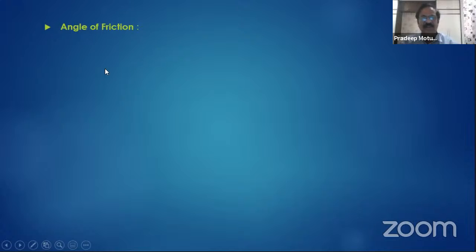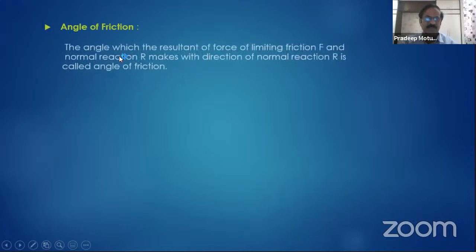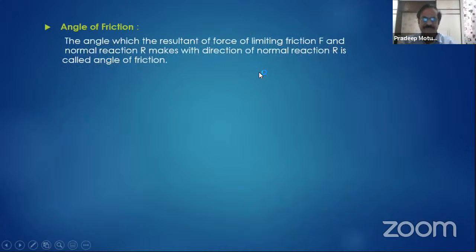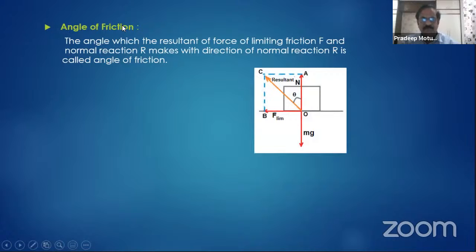What is angle of friction? Okay. Now we'll discuss the angle of friction. Before going to the definition, try to understand the diagram here. Here, it is a surface. I put a box on it.